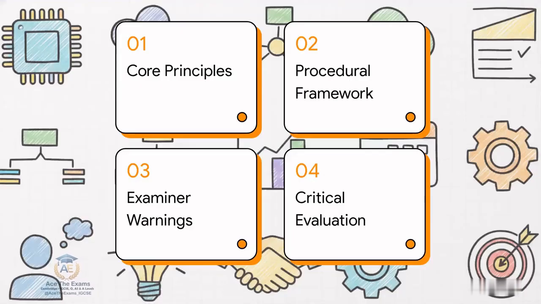All right, here is our roadmap for today's session. This is how we turn those red marks into green check marks. First, we'll hit the core principles. Second, we're going to dive into the procedural framework. Third, I'll reveal some exclusive examiner warnings directly from the source. And finally, we'll tackle critical evaluation. We are going to move fast, so stay focused.